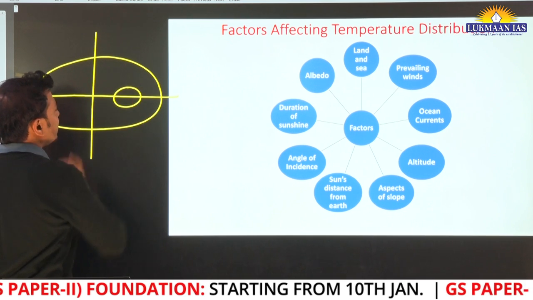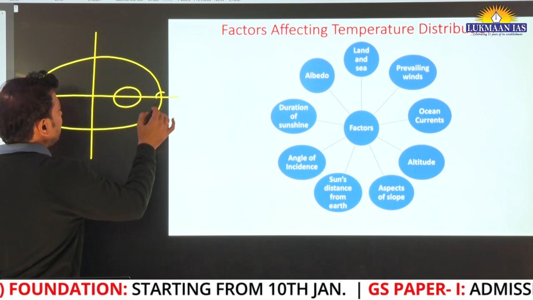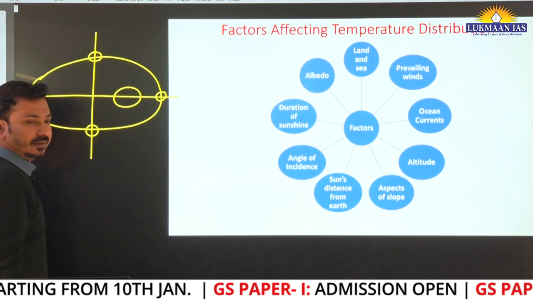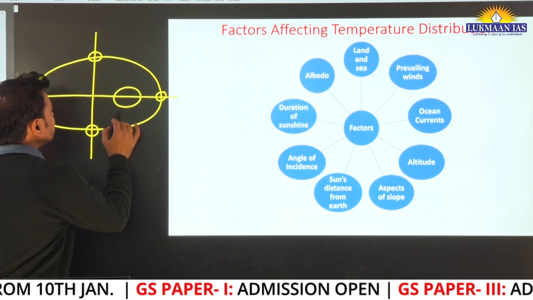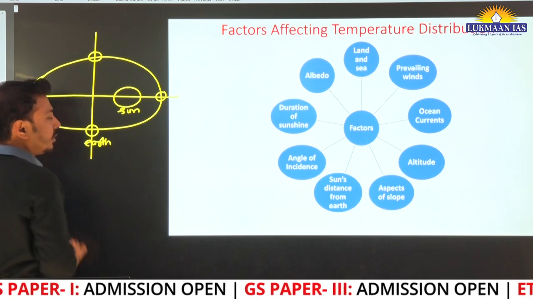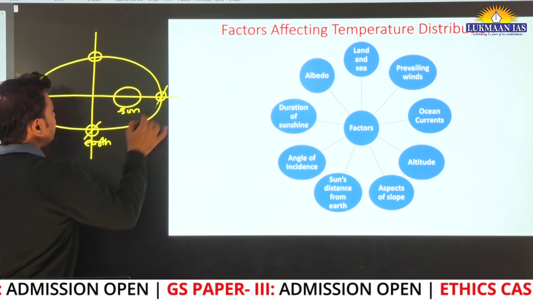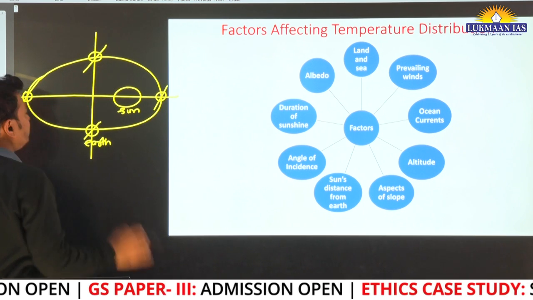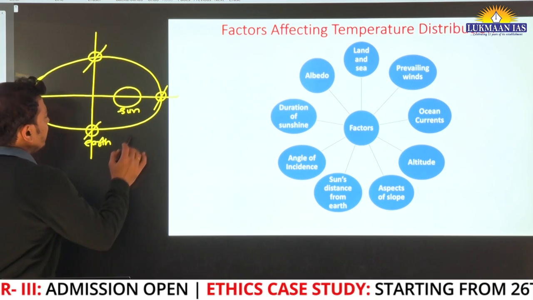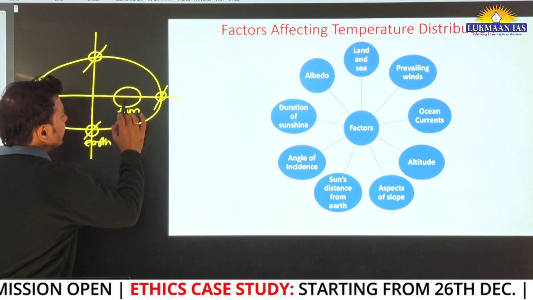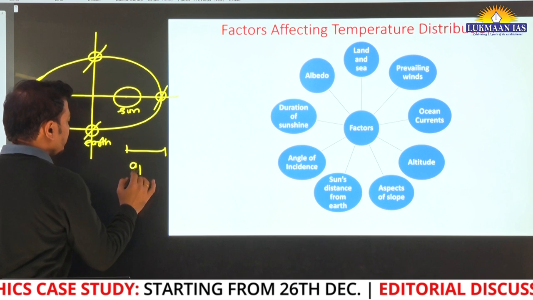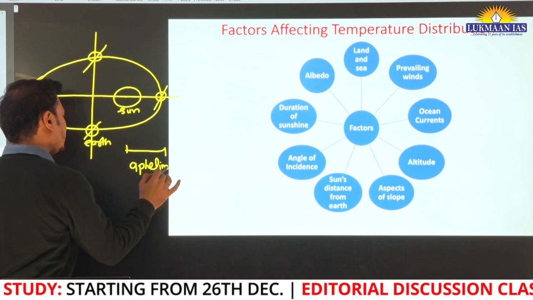Assume the sun is here. Now the earth is at different locations, different positions, and it is revolving around the sun. This is the sun, this is the earth, and there are different positions like this. This is the axis of rotation. Now see here, when we say that the earth is located near the sun in this position, this is called aphelion.